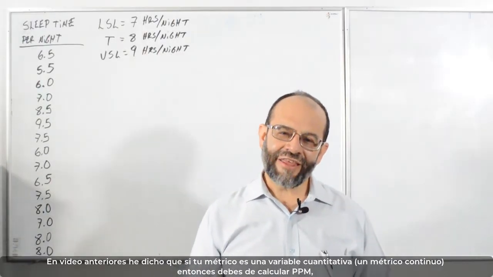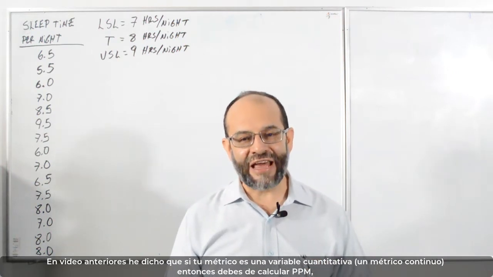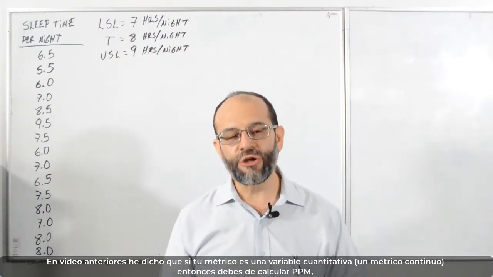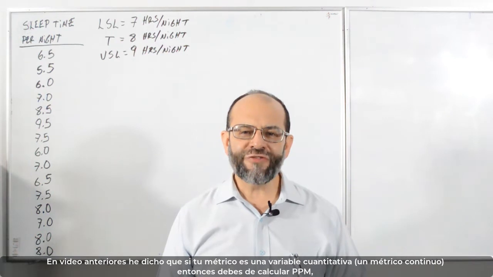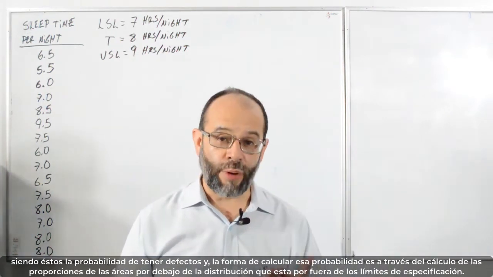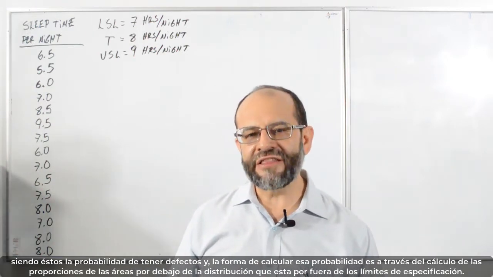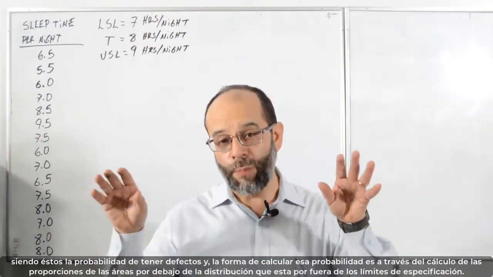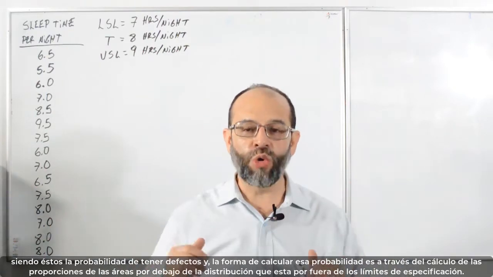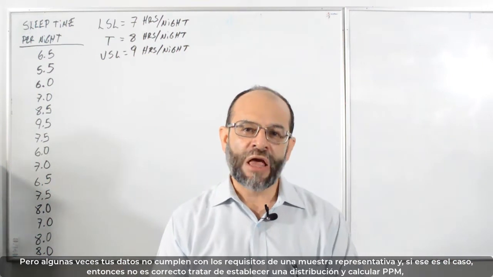Well, I have said in previous videos that if your metric is a quantitative variable, a continuous metric, then you have to calculate PPMs. Basically, the PPMs is the probability of having defects, and the way to calculate that probability is through the calculation of the proportions of the areas below the distribution that are outside the specification limits.